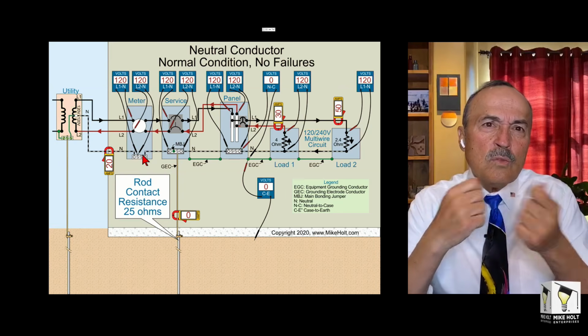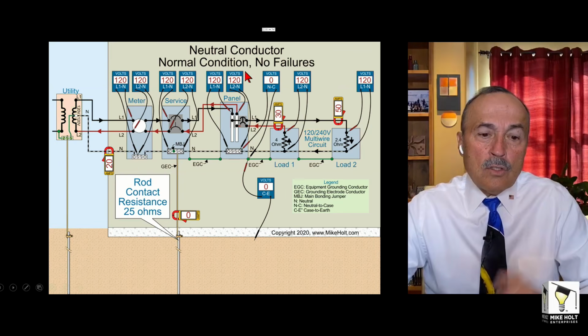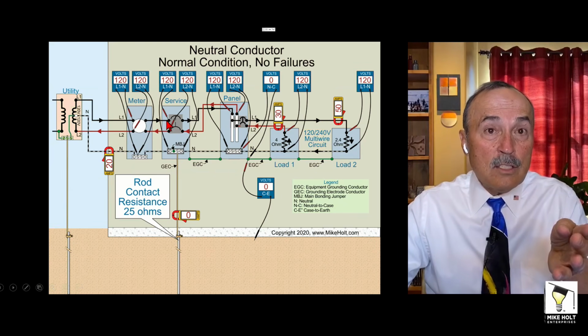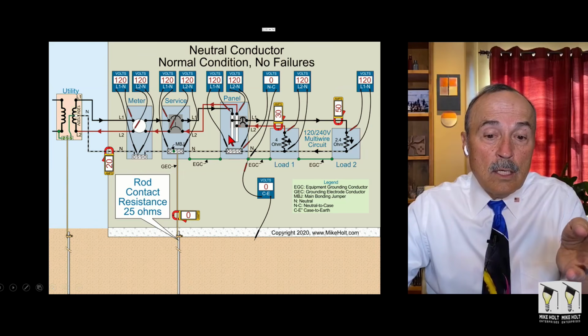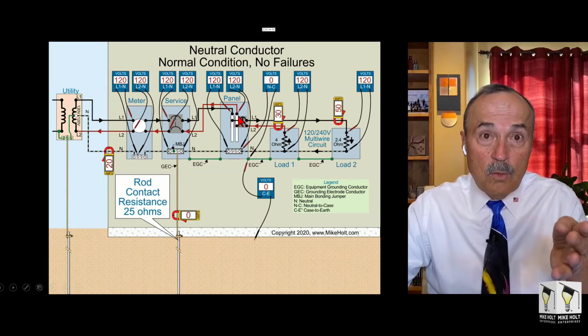So let's just make it simple. Line 1 to neutral, 120. Line 2 to neutral, 120, and that should be about the same thing. You might be getting 123 and 122 or 124 and 123, but it's about 120. Okay, good. So you go to the line side of the meter can, 120, 120. You go to the line side of the disconnect, it should be what? 120, 120. You go to the line side of the panel, line 1, line 2, it's 120, 120.